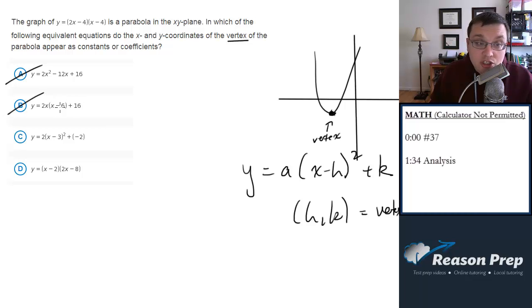So we can get rid of A. B looks pretty close, but notice this isn't squared, so that's not quite right. C looks good: (x minus 3) squared plus negative 2. Pretty solid. And then D, I think, just rearranges this a little bit. It's not going to work. It's not in the vertex form. So the answer to this one is choice C.